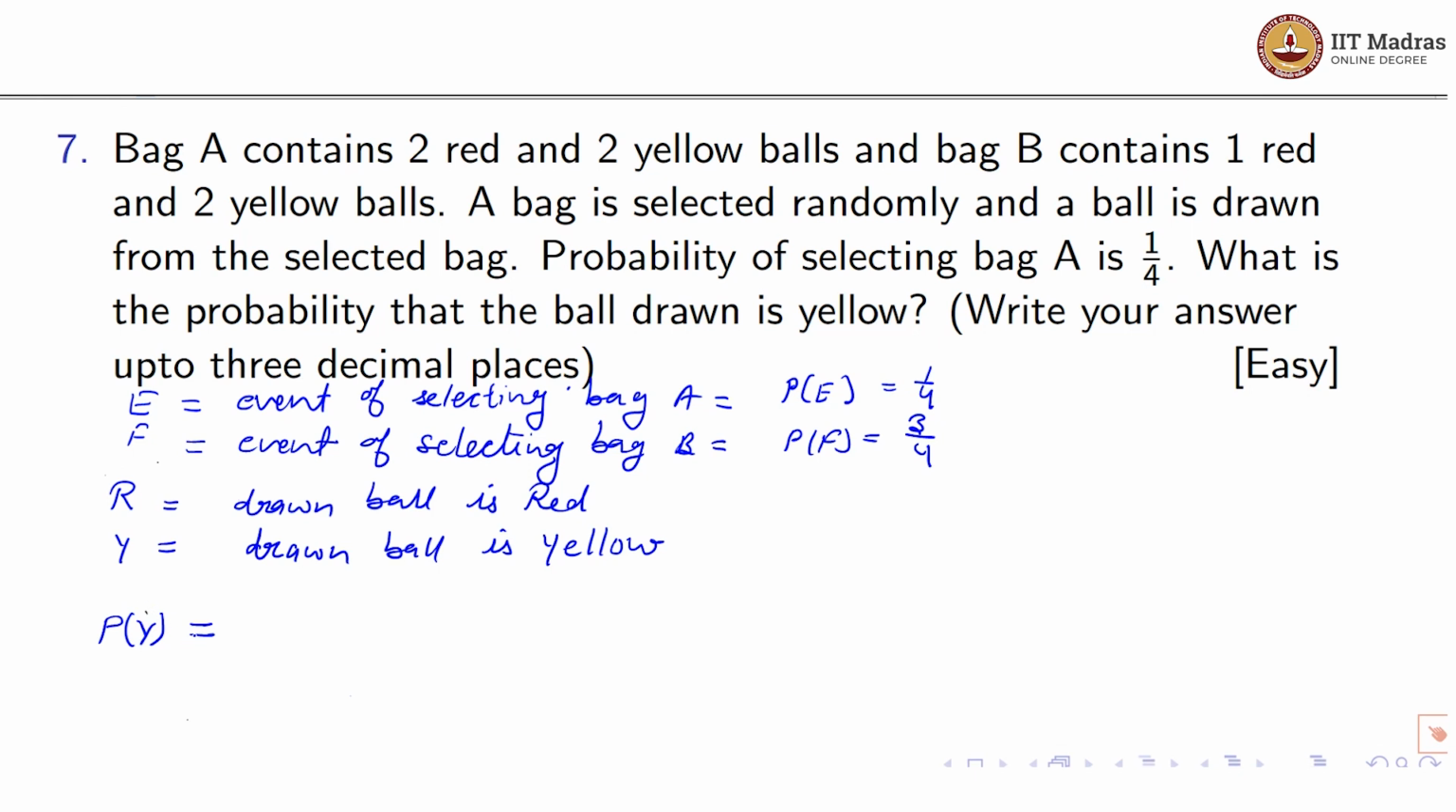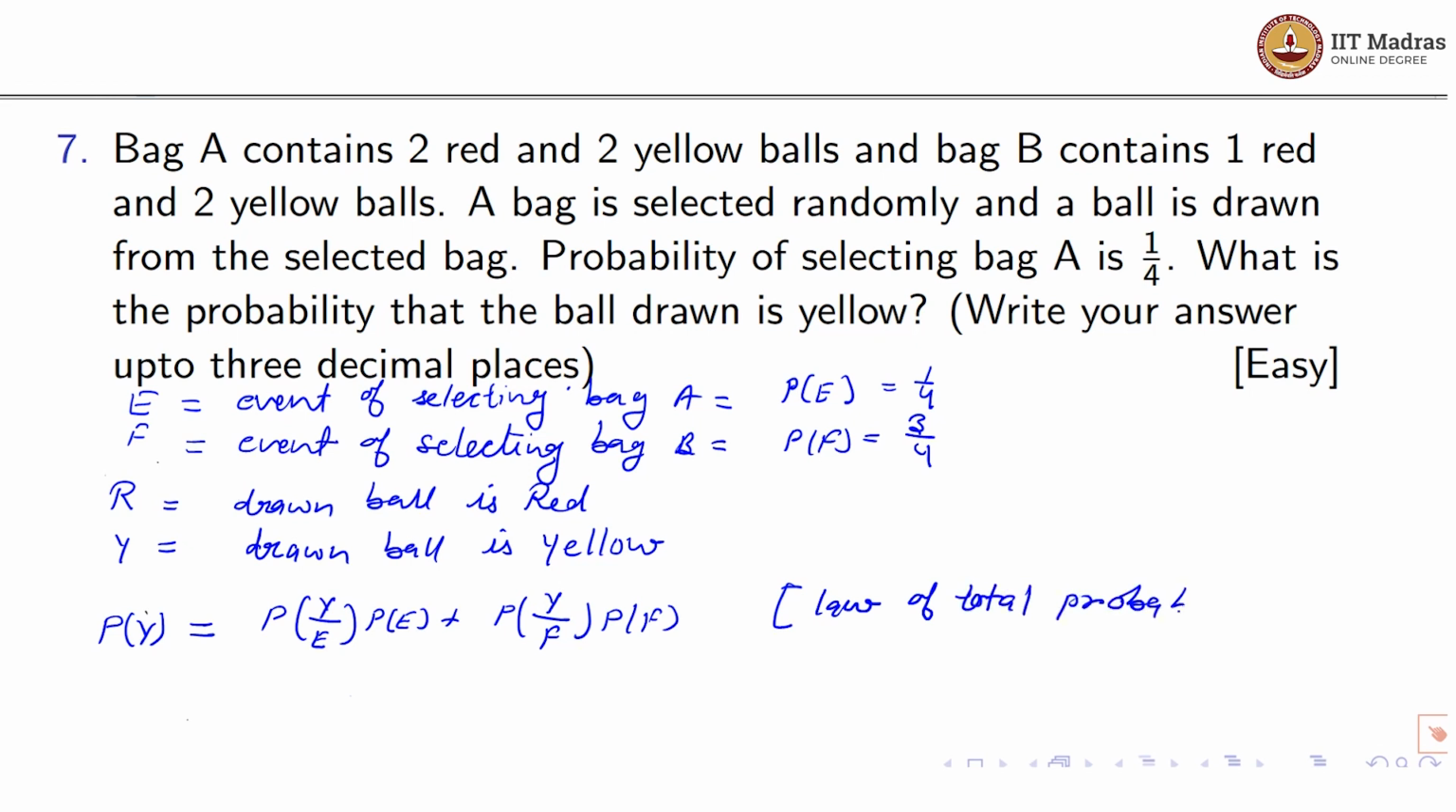So by using the law of total probability, I know that P of Y I can write as P of Y given E into P of E plus P of Y given F into P of F. That I know by the law of total probability. I have the values of P of E and P of F as 1 by 4 and 3 by 4. So what is P of Y given E denoting? It means that when I choose bag E, what is the probability that the drawn ball is yellow? E is the event of selecting bag A.